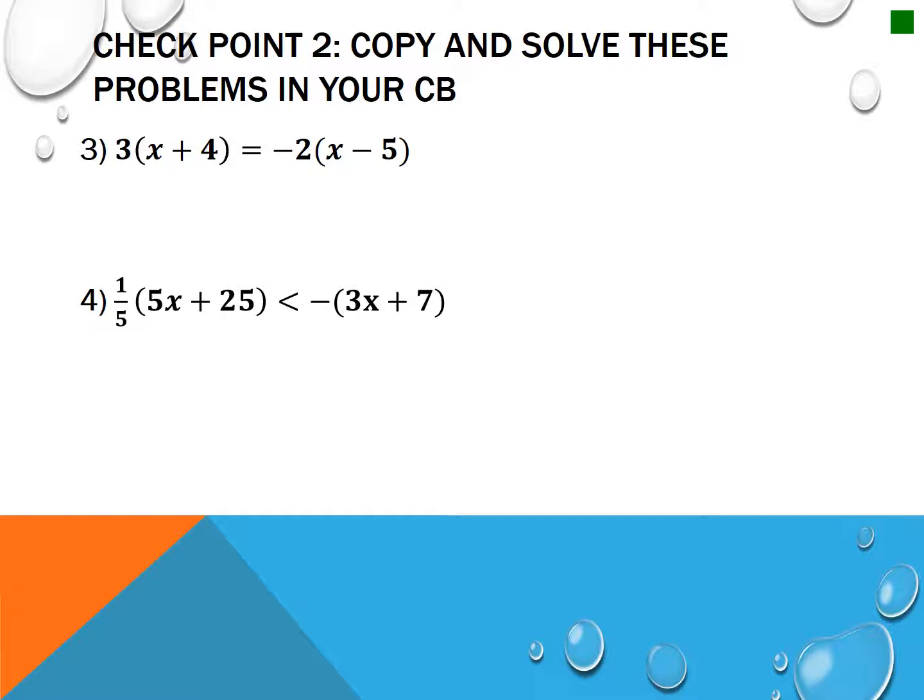Okay, checkpoint 2, copy and solve these problems in your composition book. I'll give you a hint. They both have solutions. It's not a no solution guide.